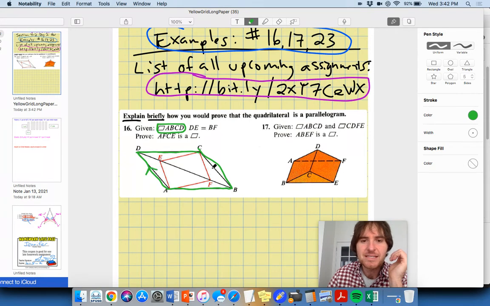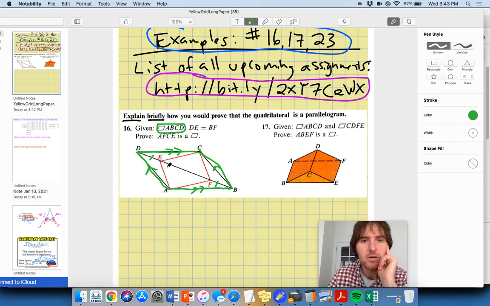I want to know that, for instance, those two lines are parallel and those two lines are parallel, because if the opposite sides of a quadrilateral are parallel to one another, then that's the definition of a parallelogram. So we'll know that's true. DE equals BF. DE is way up here, tick mark there, and BF is here, tick mark there.